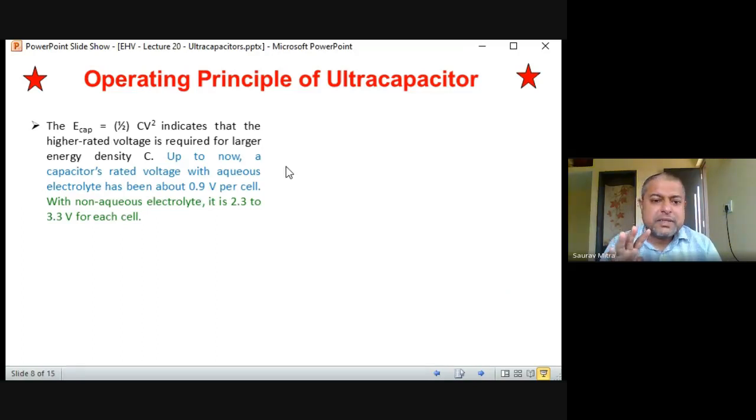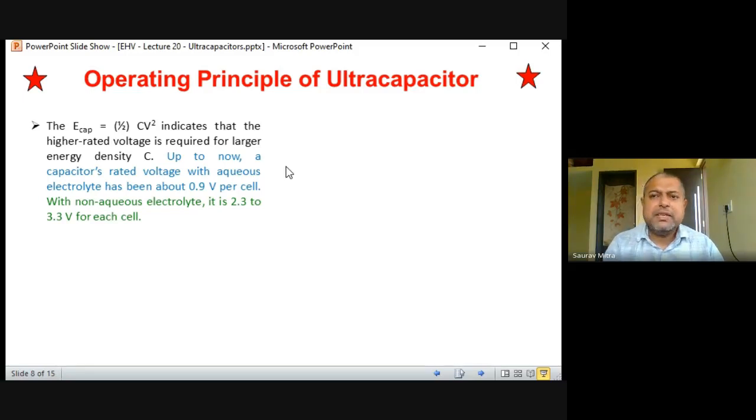There are four statements. You have to understand all four statements very clearly. So, E cap. E cap is how much energy is stored in the ultracapacitor. First it will store energy. It cannot store power. It is actually storing energy, and the rate at which it is storing energy is called the power of charging. So, E cap is equal to half CV square.